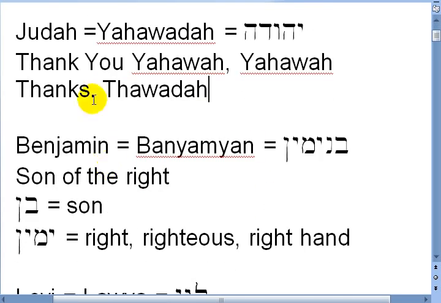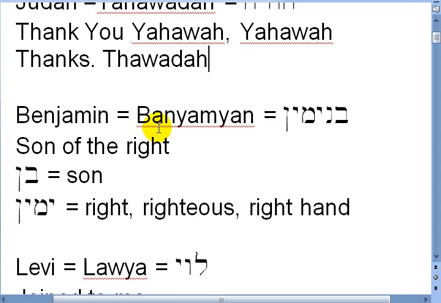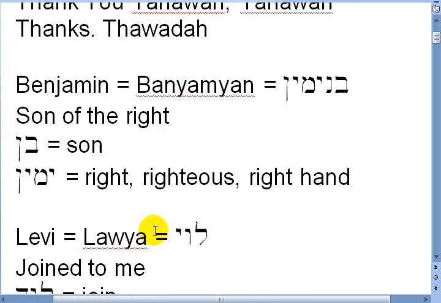All right, the next tribe is Benjamin, which is Bunyamyan, as you see here. Bunyamyan means son of the right. Bun is son, and Yumyun is right, righteous, or right hand. Because the right hand is a righteous hand, like the scriptures say, a righteous man is on the right hand, and a wicked man on the left hand, something to that effect, in the book of Ecclesiastes. So that's what that means. Bunyamyan means son of the right.